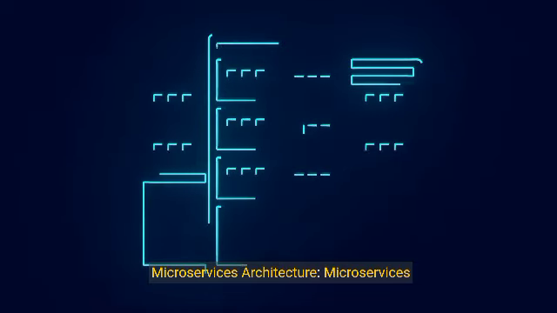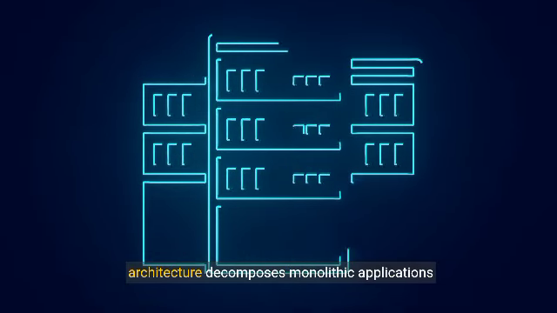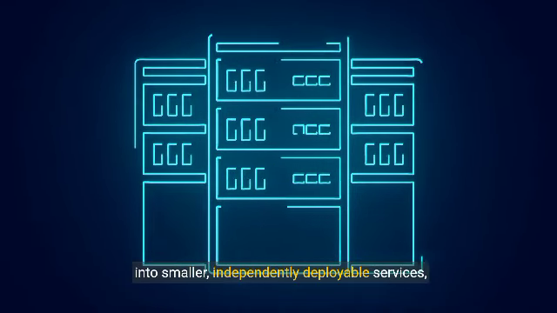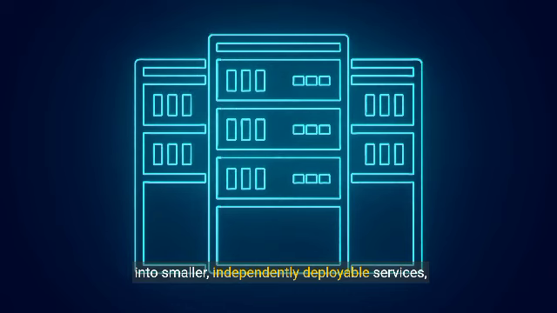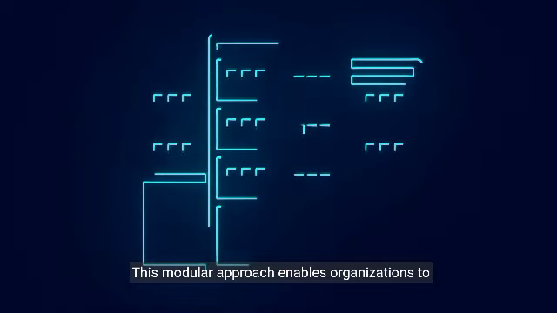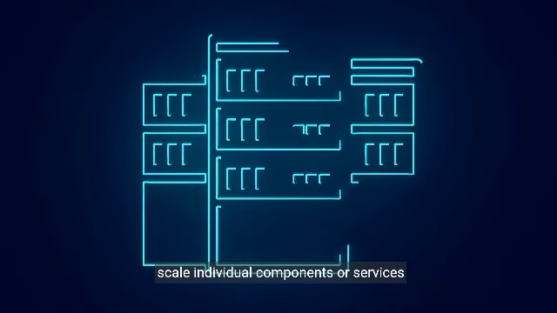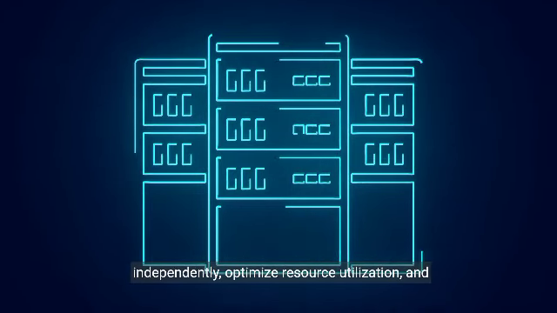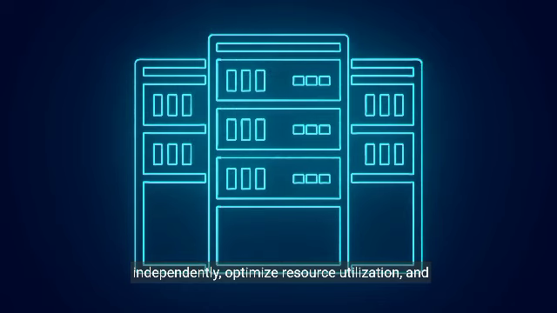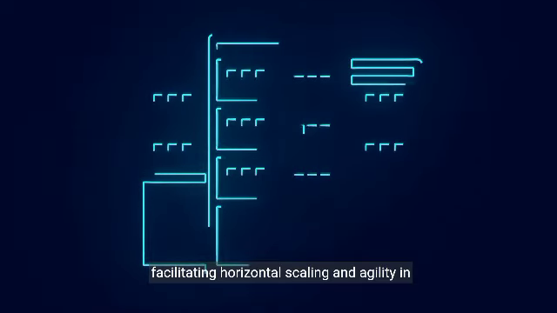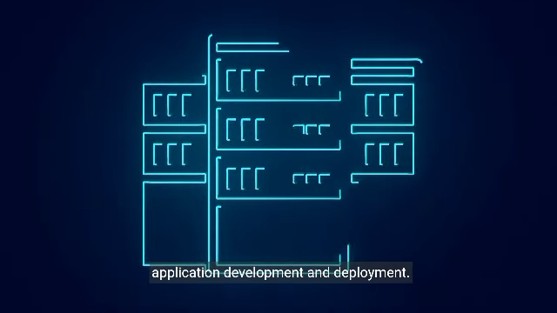Microservices architecture. Microservices architecture decomposes monolithic applications into smaller, independently deployable services, each responsible for specific business functions or features. This modular approach enables organizations to scale individual components or services independently, optimize resource utilization, and improve fault isolation and resilience, facilitating horizontal scaling and agility in application development and deployment.